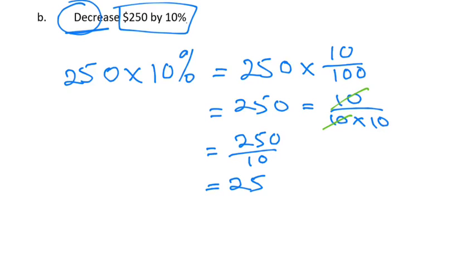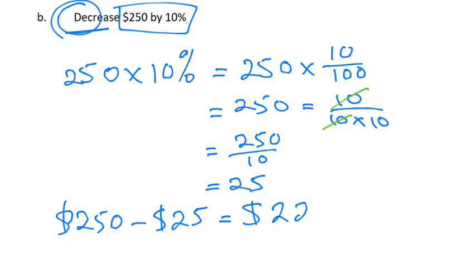Now I want to do the decrease part. So I had 250 and now I want to reduce it by $25. So take away $25 and that leaves me with $225.